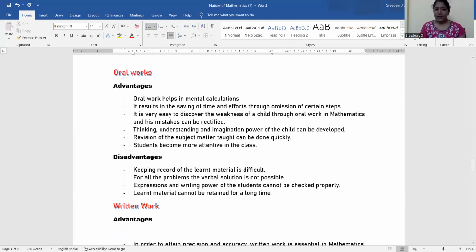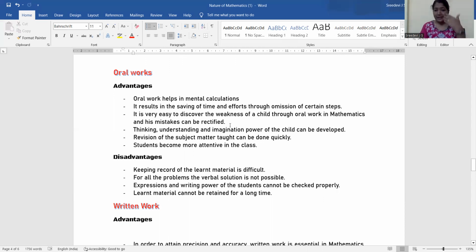So oral work. Advantages: oral work helps in mental calculations, right? It results in saving time and effort through omission of certain steps. So all the steps which we require for written assignments are not that much required in oral work, right? It is very easy to discover the weakness of the child through oral work in mathematics, and his mistakes can be reflected.